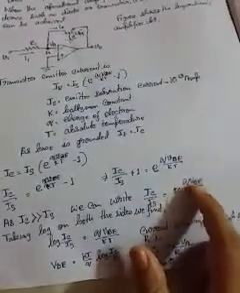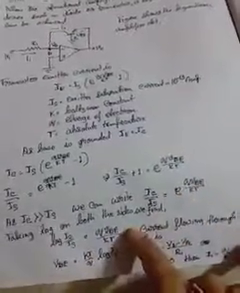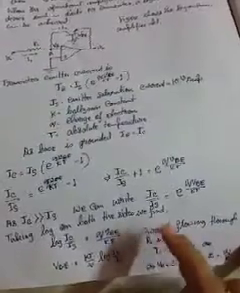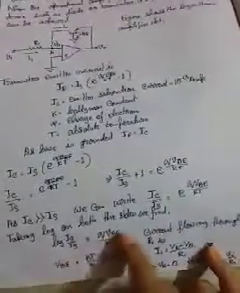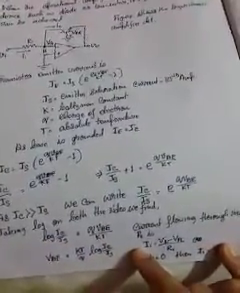Taking the log on both sides, we get log Ic by Is equals Q Vbe by KT times log e, so Q Vbe by KT comes in front, and log e to the base e is 1. So it becomes Vbe equal to KT by Q into log Ic by Is.